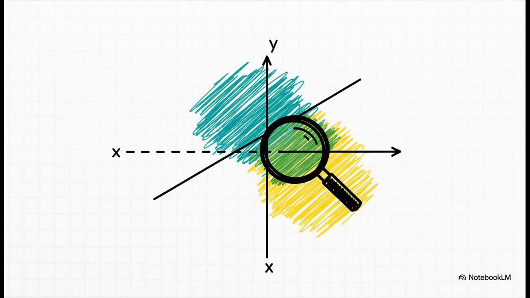Now, let's bring in rule 2. y is less than or equal to x plus 3.